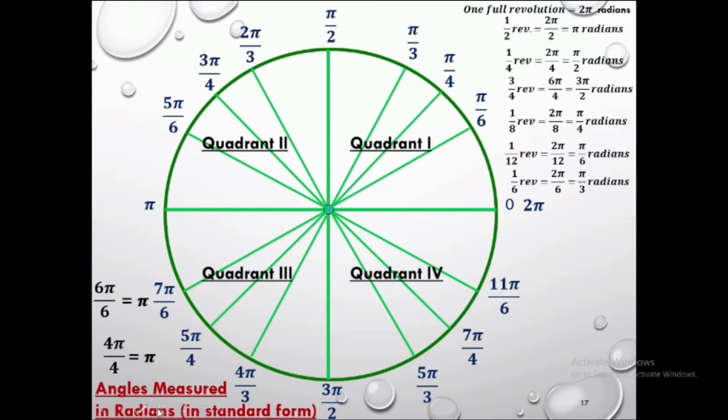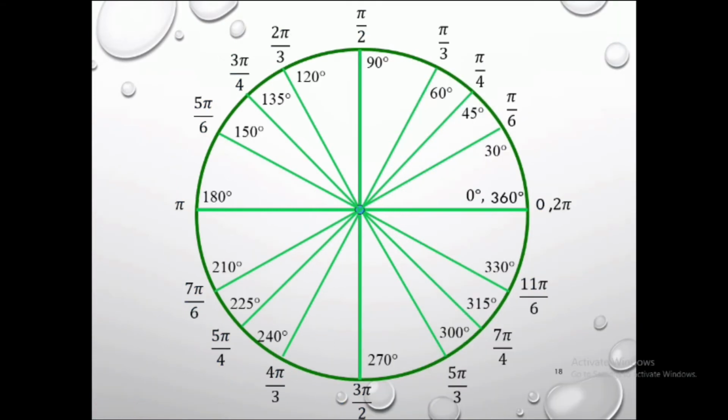So, in this figure, angles measured in radians in standard form. So, this is the first quadrant, second quadrant, third quadrant, and fourth quadrant. So, in this figure, some special angles in standard position with the terminal sides, the degree and radian measures are given.